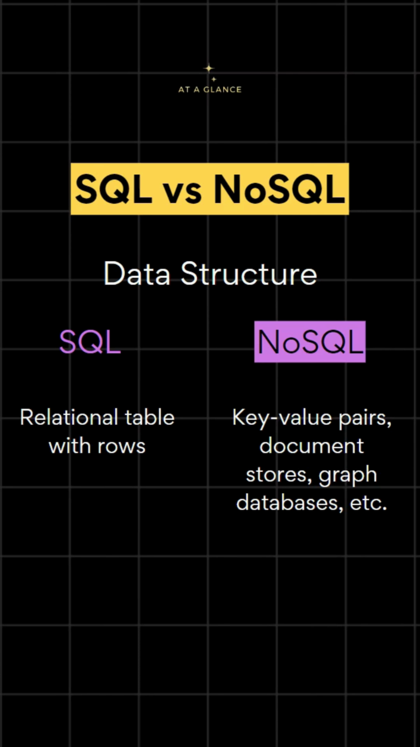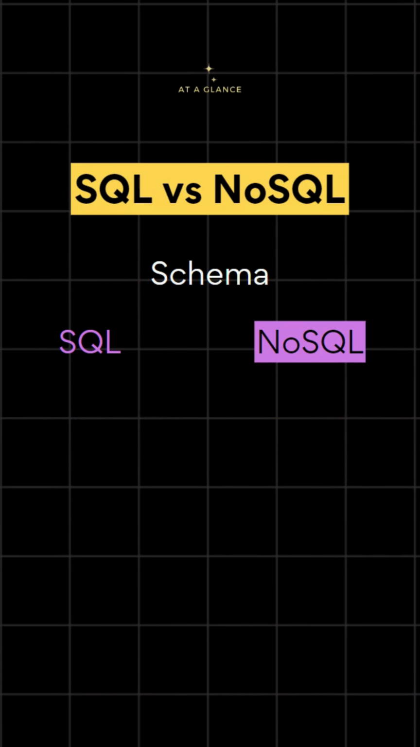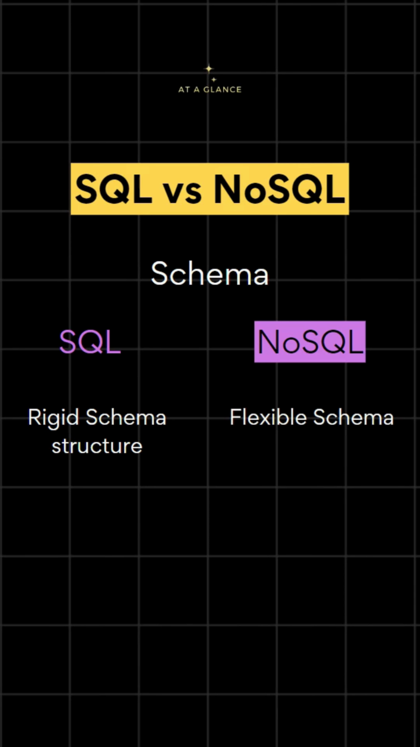Now, when we consider the schema that it uses, when we talk about SQL, it has a rigid schema structure. Once finalized, it cannot be changed. It has a fixed schema structure. When we talk about NoSQL, it has a flexible schema. There is no predefined schema. We can have it dynamic. We can change it as and when we require some changes.